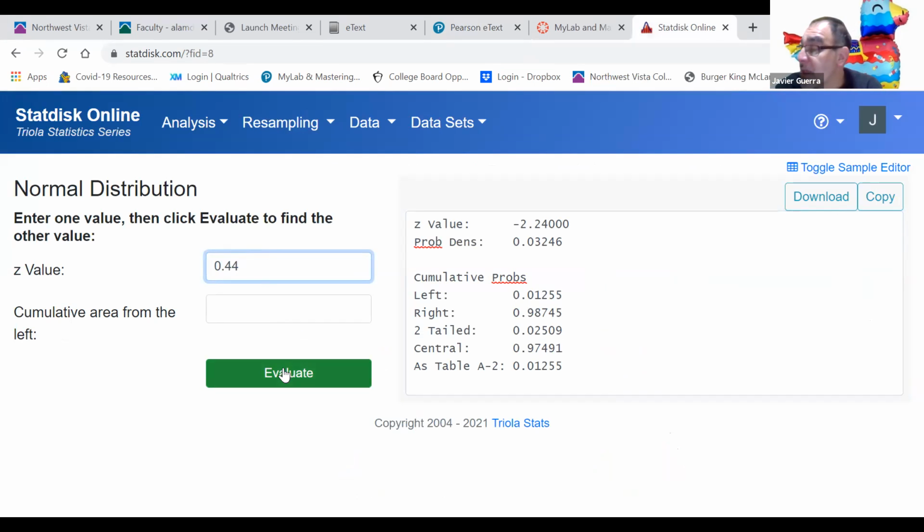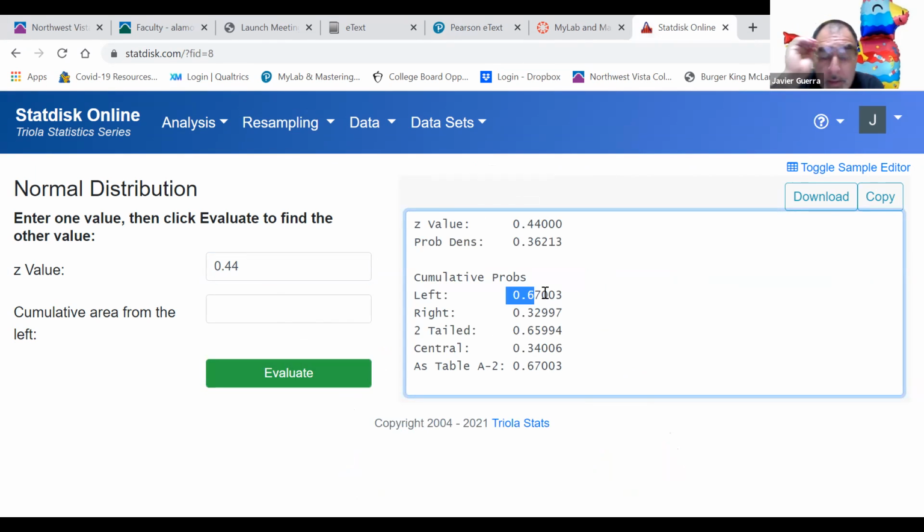0.44. Negative or positive? There you go. Left. 0.6700, or 67.0%.